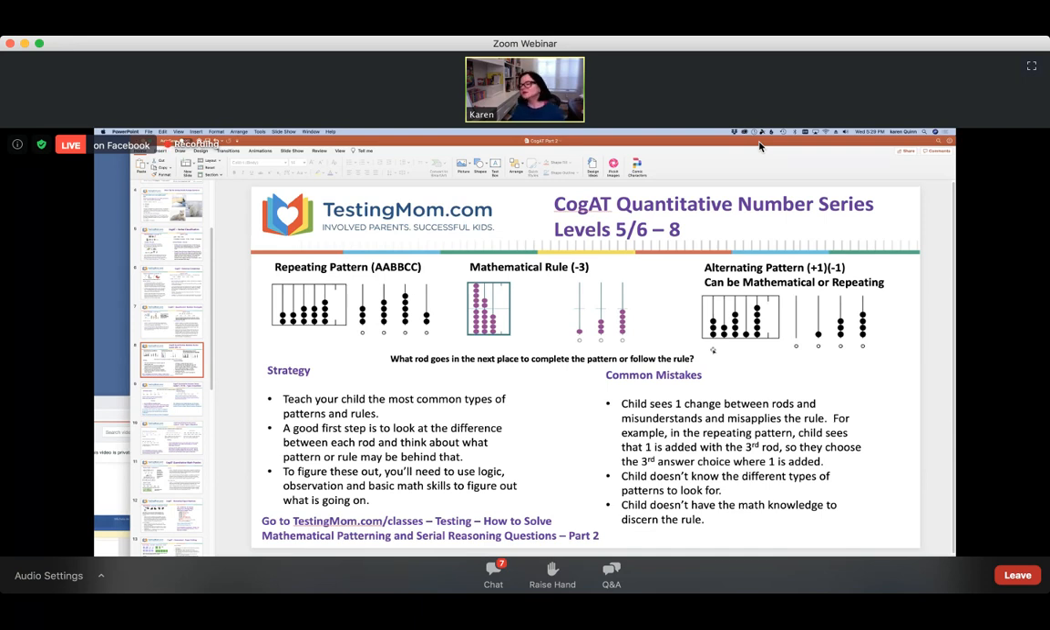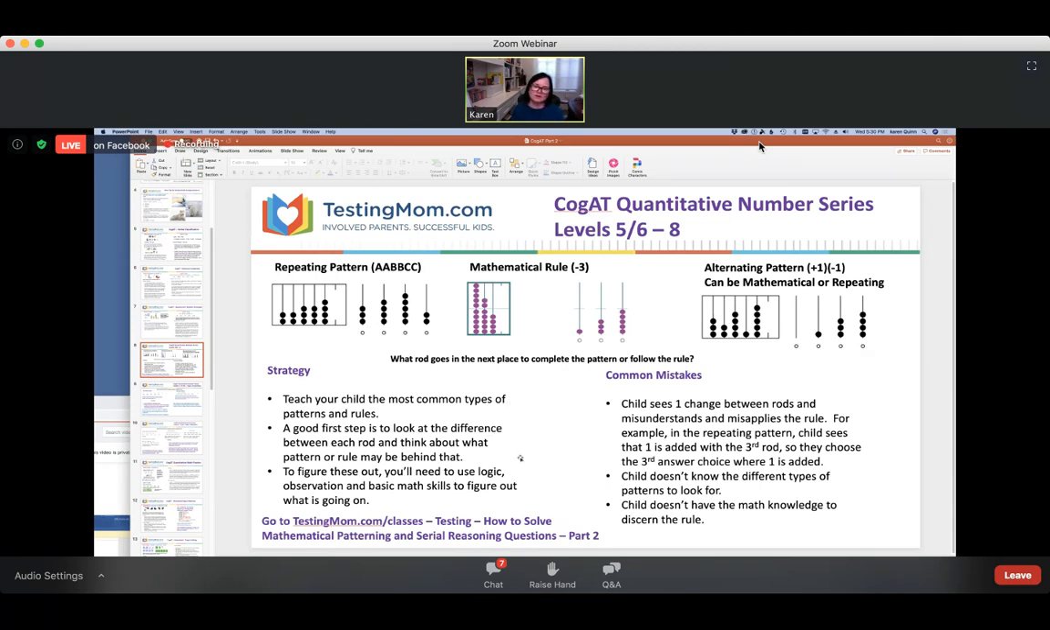Now, the thing you need to teach your child is that even with little kids, sometimes the patterns are alternating. So here, what's happening is we're alternating between rods. So every other rod, we're adding 1, and here every other rod, we're subtracting 1. So this is the answer. So sometimes you'll see patterns like this, so they have to know to look for them.